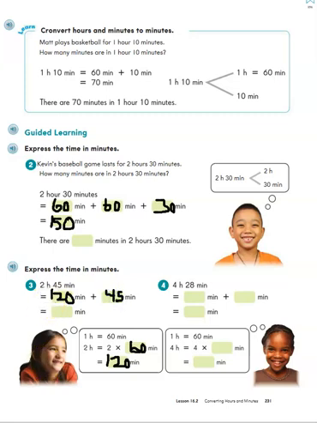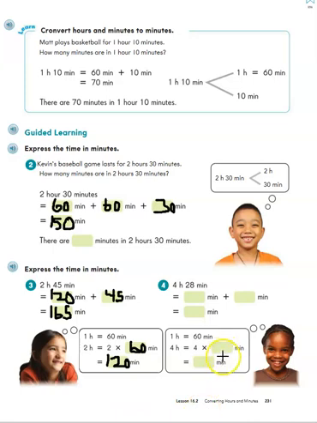Okay, so if we add 120 plus 45, we get 165. So that means there are 165 minutes in 2 hours, 45 minutes. All right, and then number 4 is 4 hours, 28 minutes.